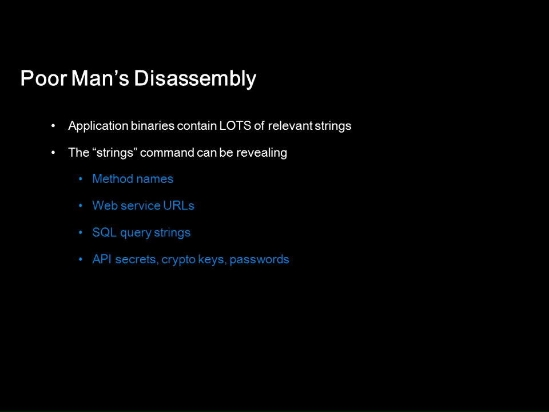Running strings on it gives you quite a bit of information, things like method names that are being used, web service URLs, specific web service calls, parameter names, SQL query strings. This is an interesting one. And think about what a binary needs to actually work, right? API keys, crypto keys, passwords maybe to the back end, all sorts of interesting secrets. If you know where to look, it's all right there. All you have to do is dump it and know what you're looking for. And you have quite a bit of information that the developer probably never wanted you to have.